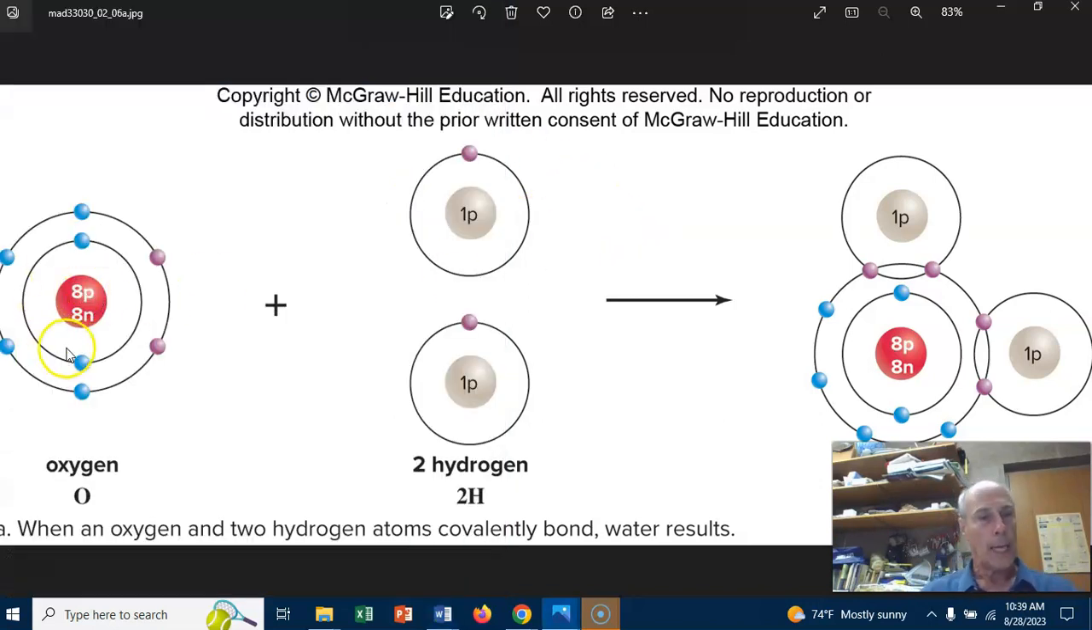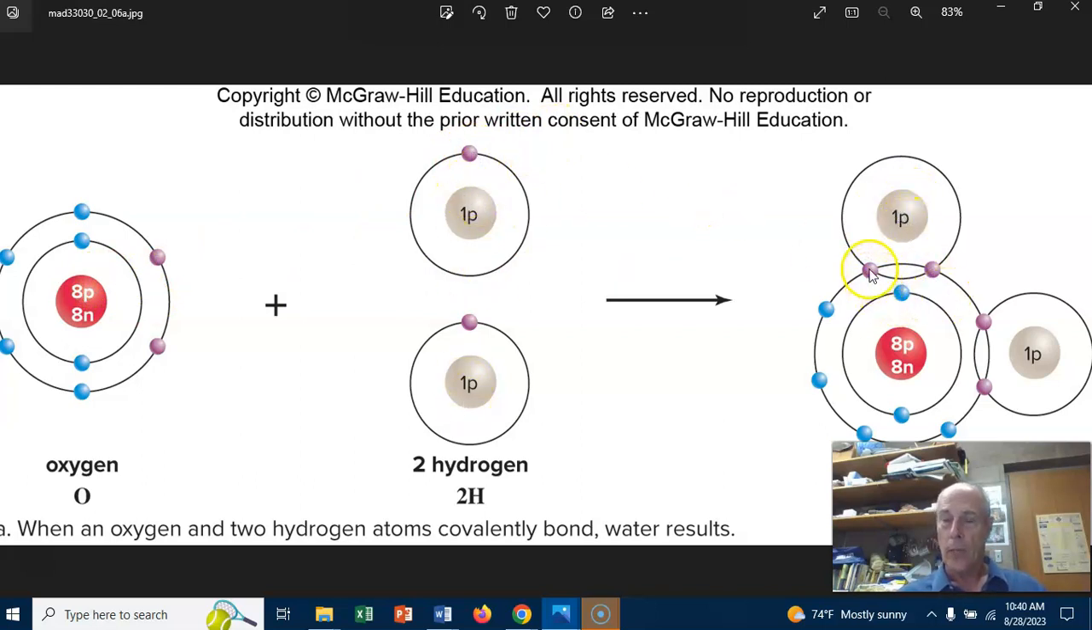So here we have an oxygen atom with 2 in the first shell and 6 in the outer shell. And of course it wants 8, so it's looking for 2 more. And here we have hydrogen, which is really just a proton, 1p, with an electron around it. It doesn't even have a neutron. But there it's got that electron. So rather than take it away, the oxygen shares it. And that's what we have over here. Since the oxygen wants 2 electrons, it's sharing with 2 different hydrogen atoms. That's what we see over here.